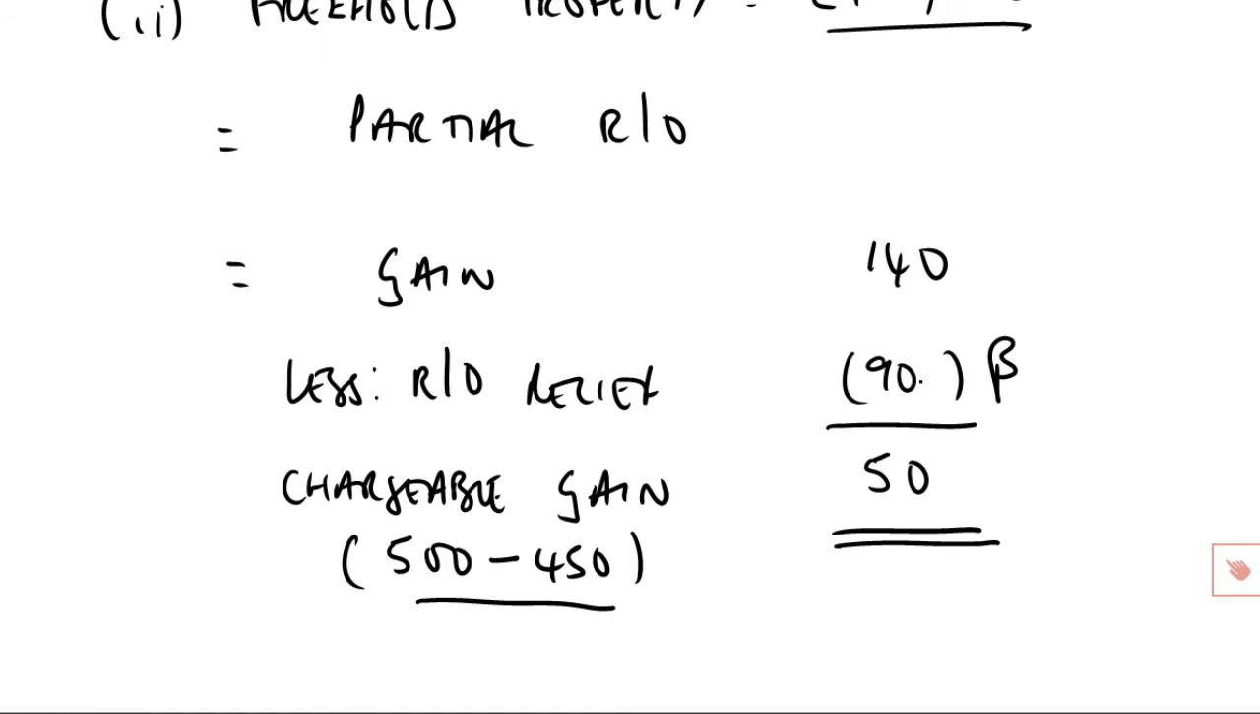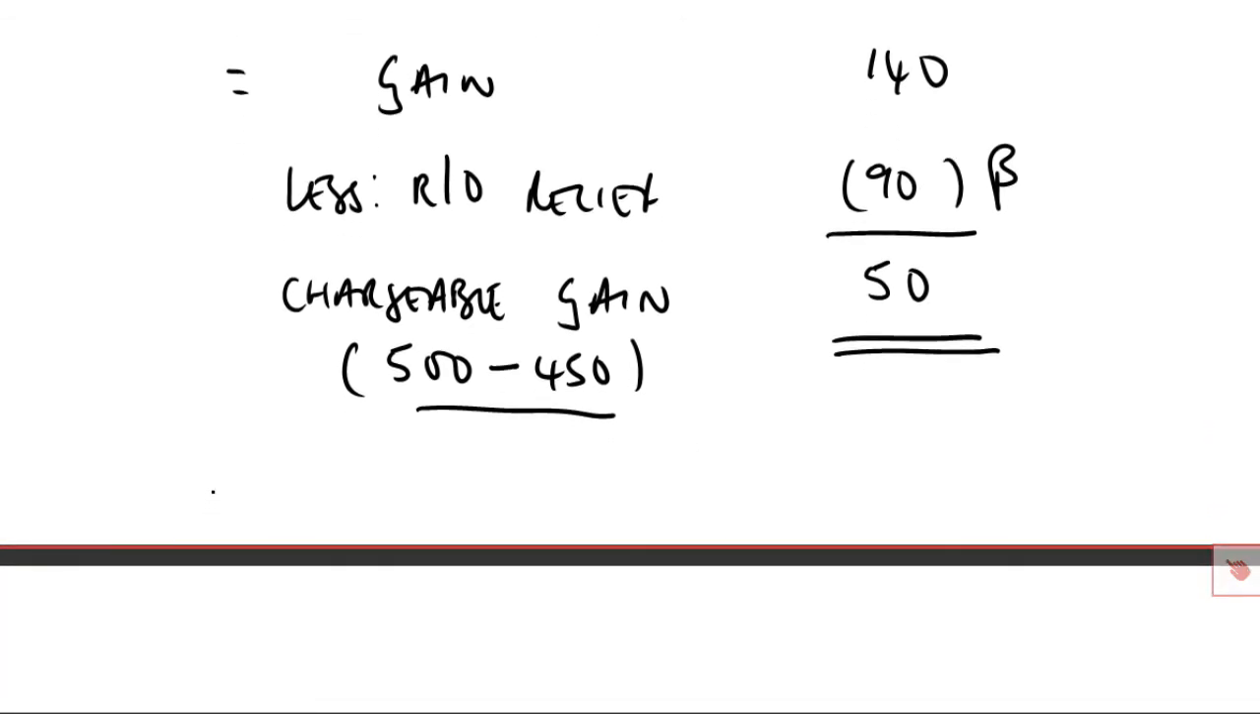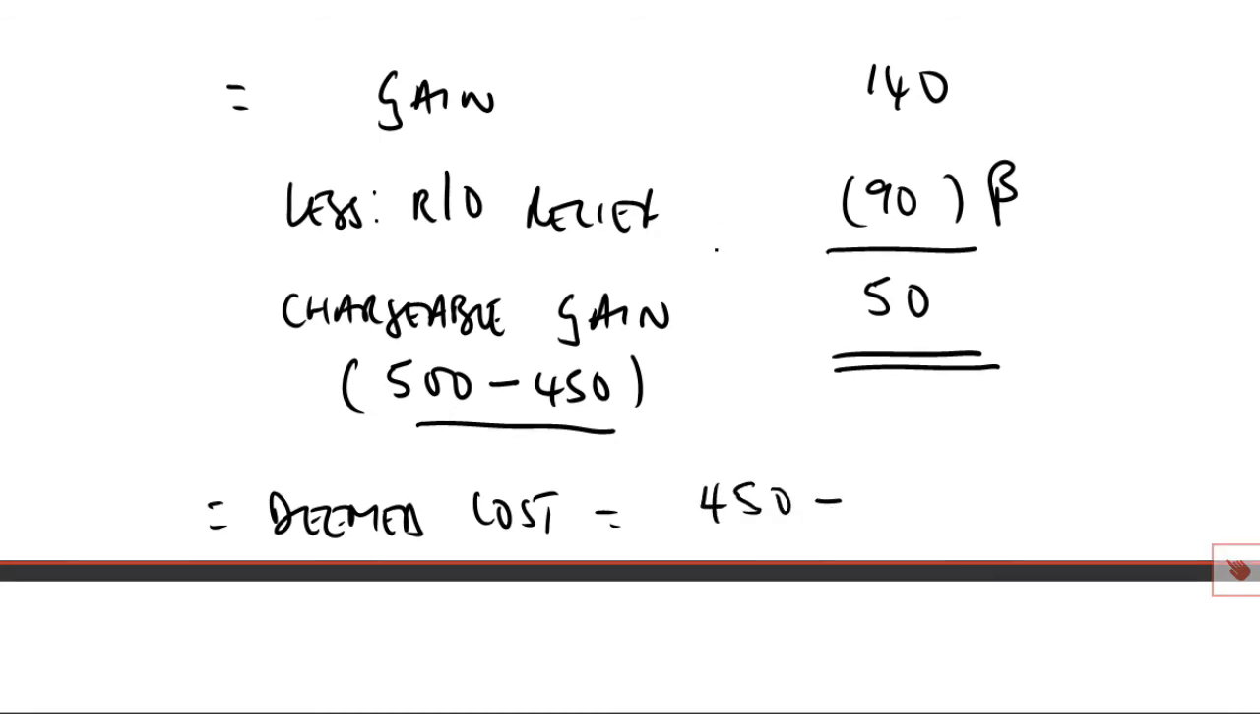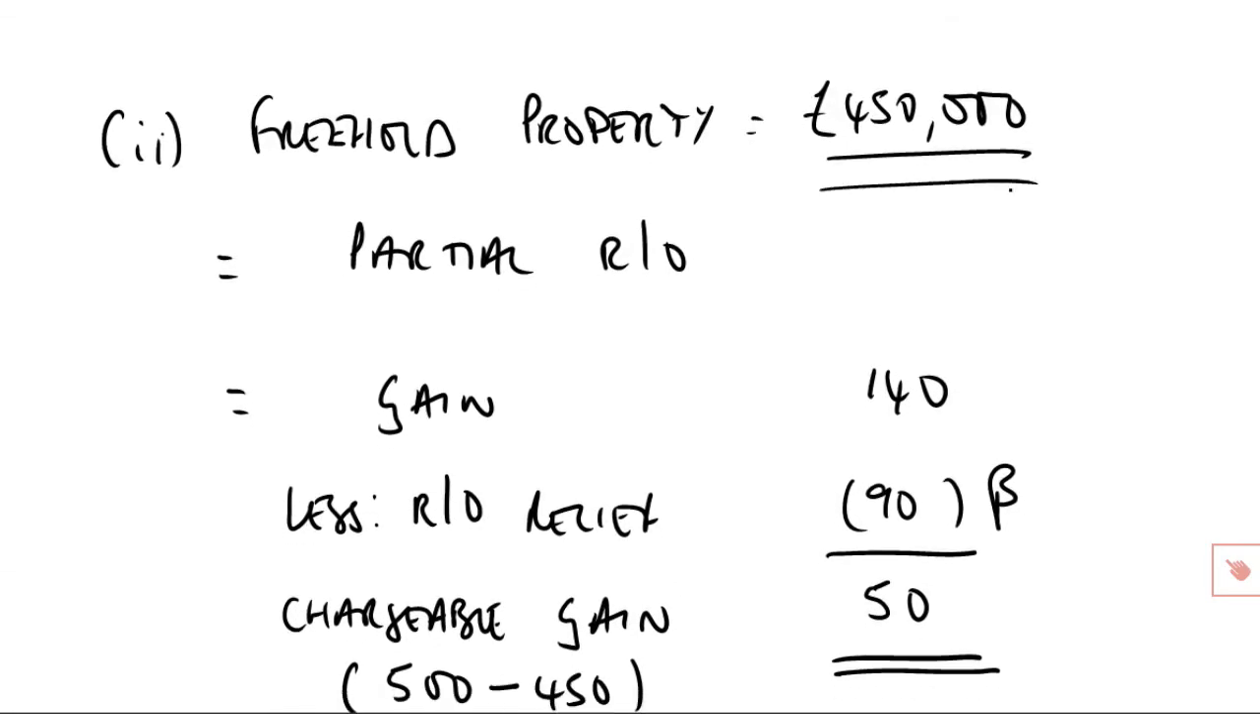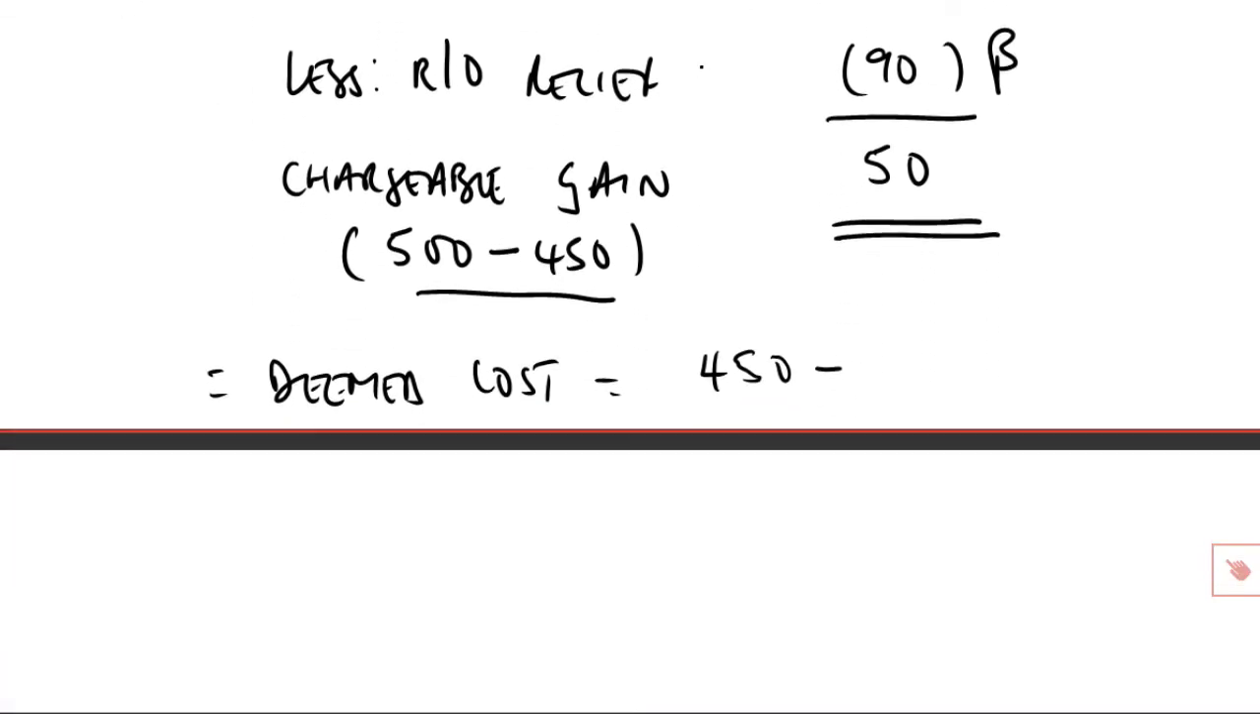50 away from 140 would mean 90 would be the extent of our rollover. Now, if 90 is the extent of the rollover, what does that mean? It means that the deemed cost of this newly acquired asset will be the actual cost, 450,000, that's what we bought for here, less the rollover of 90, and that therefore will bring down that deemed cost to 360. Again, a figure then to be used as and when this property is subsequently disposed of.